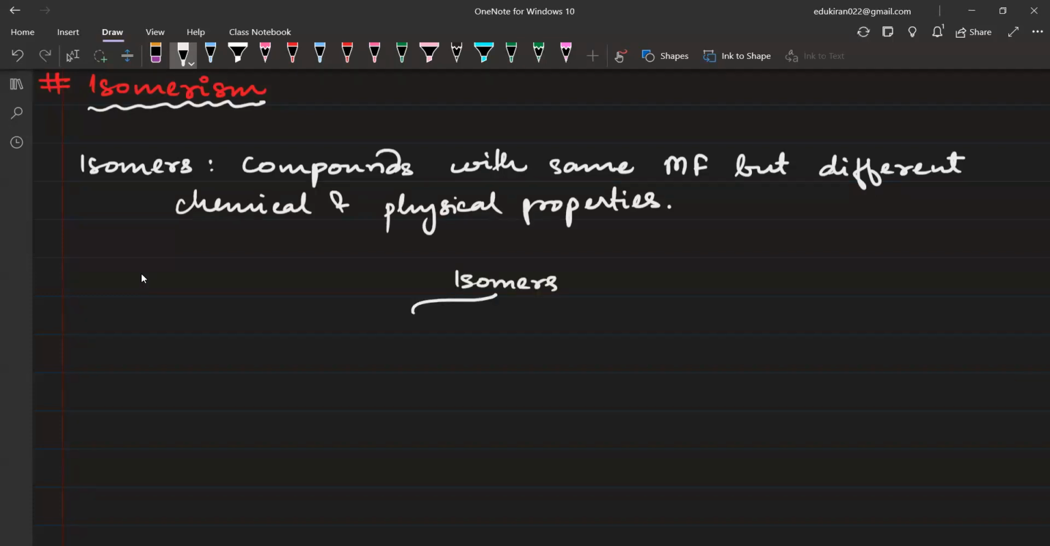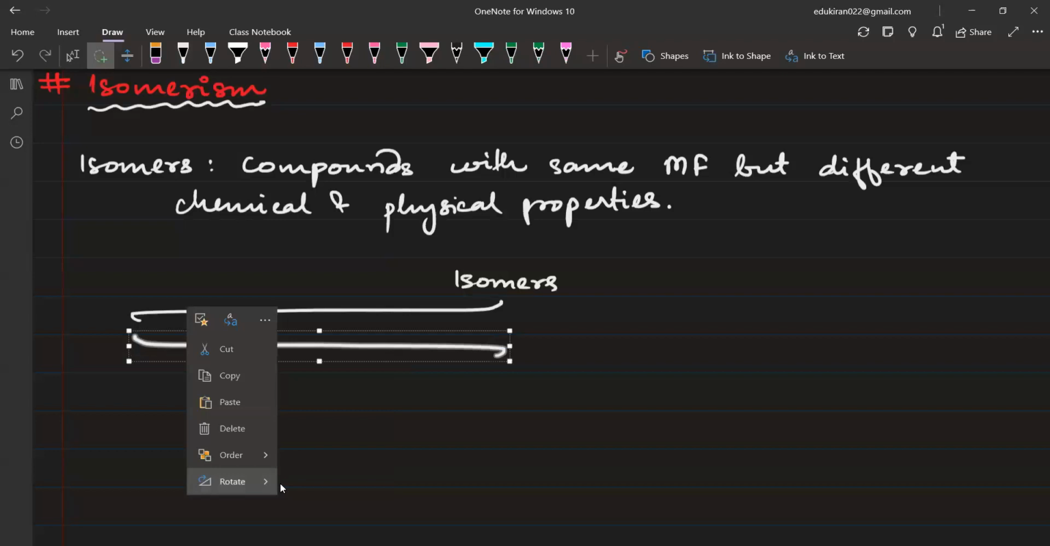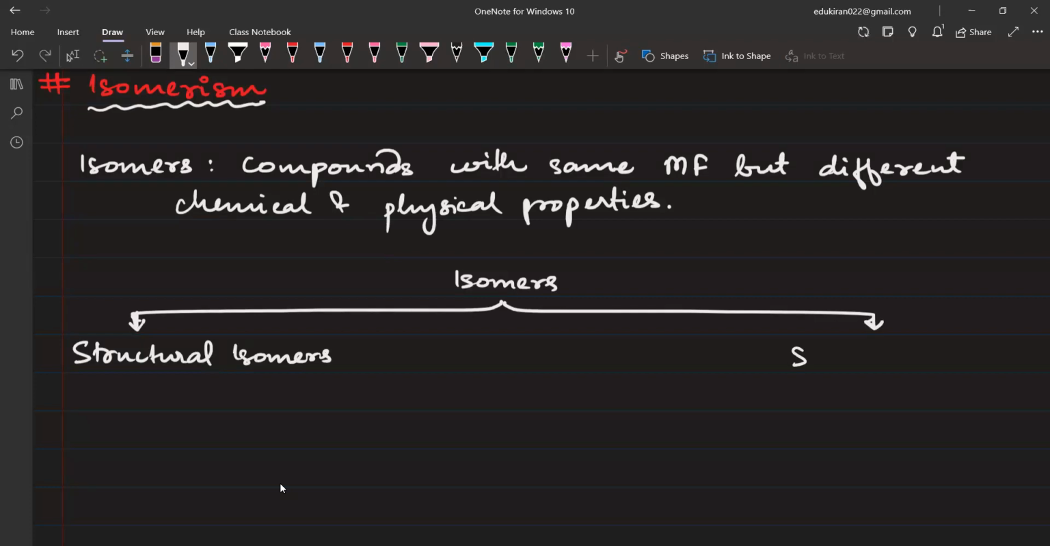एक आइसोमर्स होते हैं जिनको हम कहते हैं स्ट्रक्चरल आइसोमर और दूसरे stereoisomers. We have to learn both of them. ठीक है? So पहले एक टाइप होता है which is structural isomers. And the other one is stereoisomers.